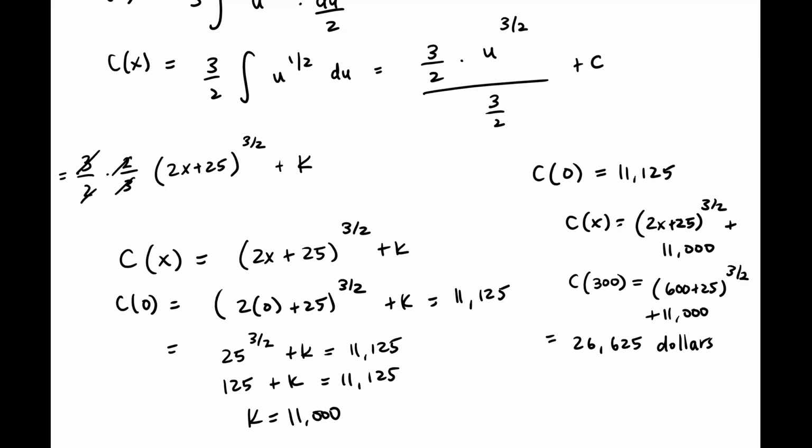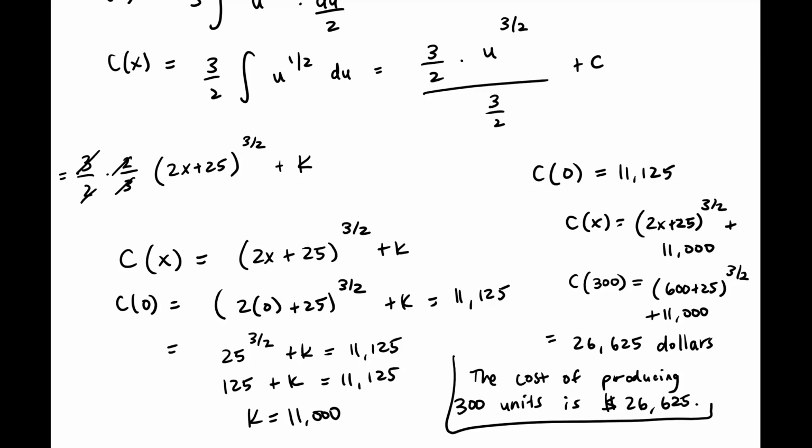So you could just write a sentence saying the cost of producing 300 units is $26,625, and that is our final answer. A couple of econ formulas involving integration.